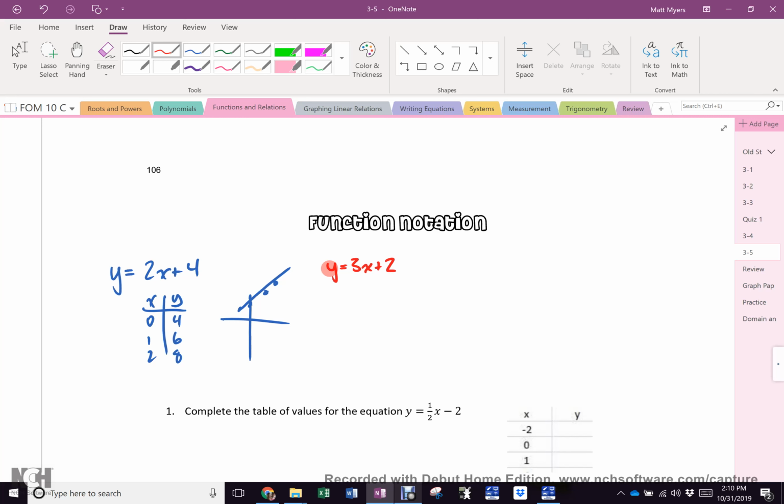Kid, kid. Do you know who I'm speaking of? No. Student, student. Do you know who I'm speaking of? Brody and Maggie. Do you know who I'm speaking of? Yes. So what we do is instead of writing y, we name the function.